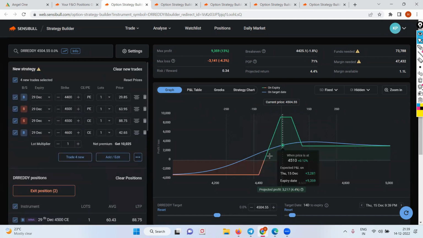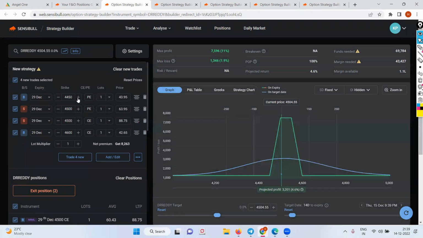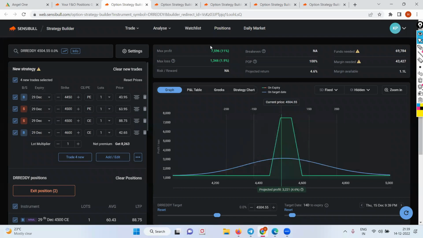If at all you want to make the loss low on this also, what you can do is just increase that. Now, minimum 1,000. See, on top of the debit spread, you have deployed an iron fly.